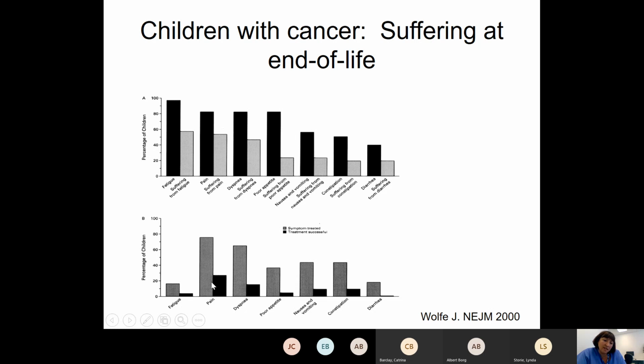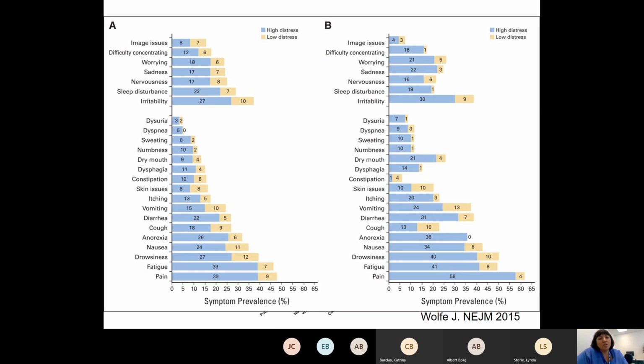And I think what's really interesting is that here in grey is when the symptom was treated successfully, but the dark line represents those that were treated unsuccessfully, is what that's supposed to say. So why am I showing you a slide that's 20 years old? Well, because unfortunately, pain and all the other symptoms we've described remain important symptoms at end of life, with significant amounts of distress attributed to them.